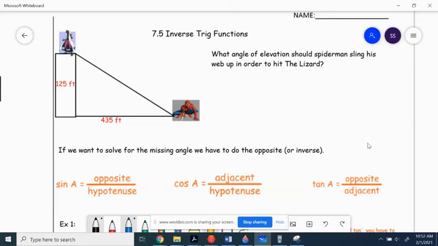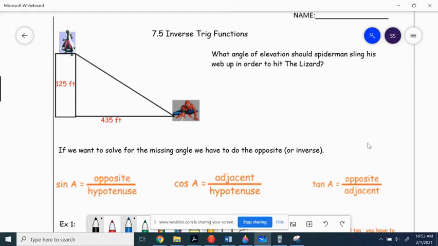Okay, this is 7.5 inverse trig functions. So last week we were looking at trig ratios to solve for a missing side length given a known angle and a known side length. This week we're using inverse trig functions to find a missing angle given two known side lengths.